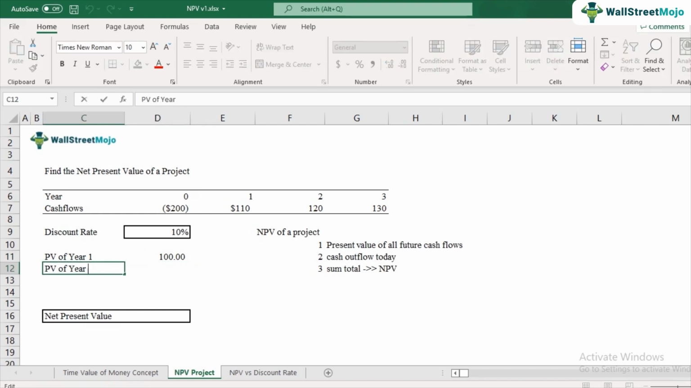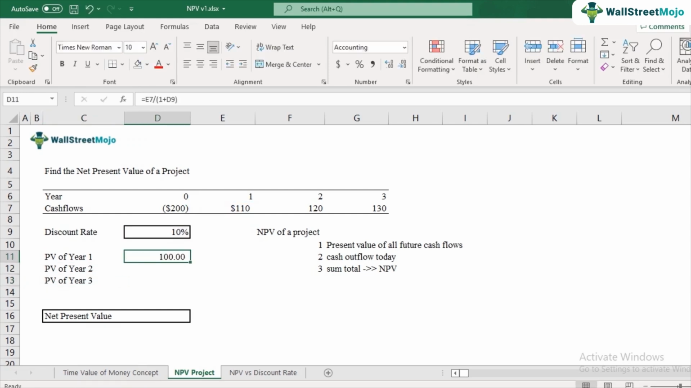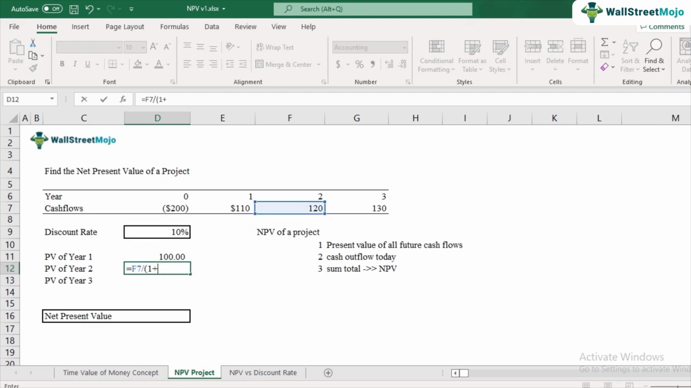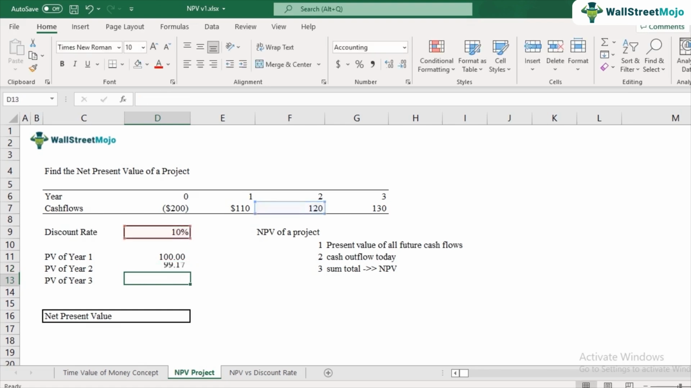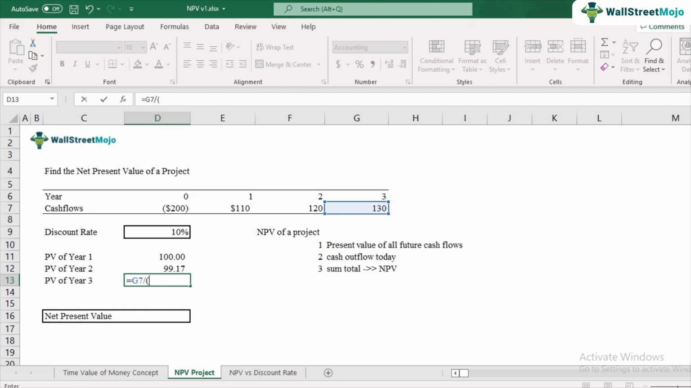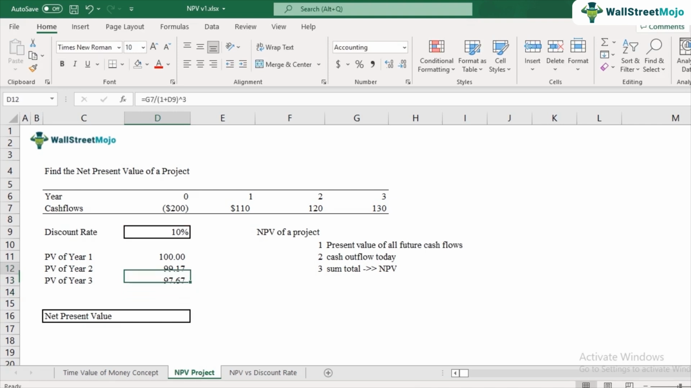What about year two and what about year three? I think it should be fairly simple, right? Let's do that. Year two will be 120 divided by 1 plus 10% to the power of 2, right? And what about present value of year three cash flows? That will be 130 divided by 1 plus 10% to the power of 3. Okay. So this is the present value of year 1, year 2 and year 3.